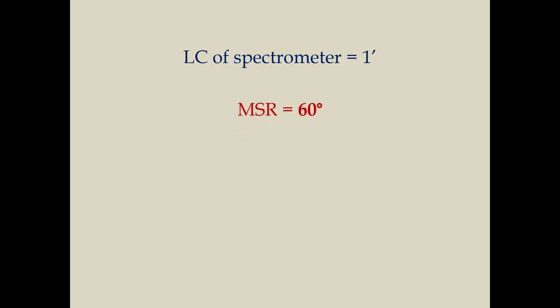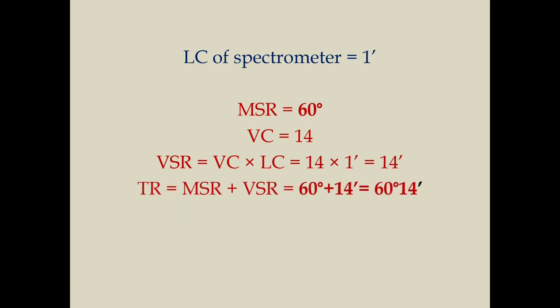Then we will learn how to calculate the total reading from the vernier. If the main scale reading shows 60 degrees and the vernier coincidence is 14, then the vernier scale reading is calculated as vernier coincidence into least count. So 14 into 1 minute is 14 minutes. The total reading is main scale reading plus vernier scale reading, so 60 degrees plus 14 minutes gives you 60 degrees 14 minutes. This is how we have to calculate the total reading for each and every reading of the vernier.